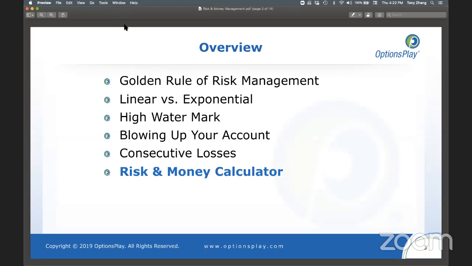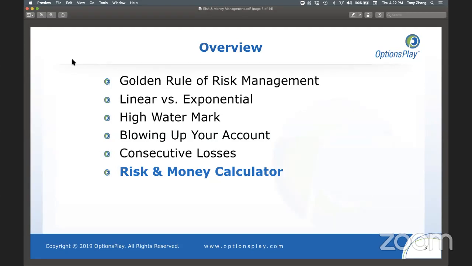And lastly, we'll talk about the risk and money calculator that I've built for you, for those of you that want to calculate this separately on your own. And then I'll show you how to actually implement it using Options Play so that you don't have to do any calculation on your own.